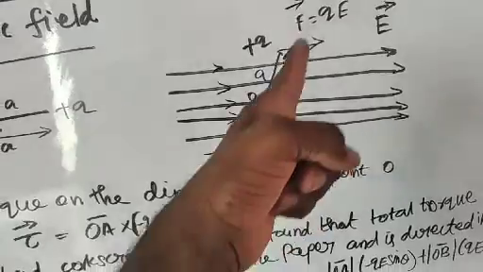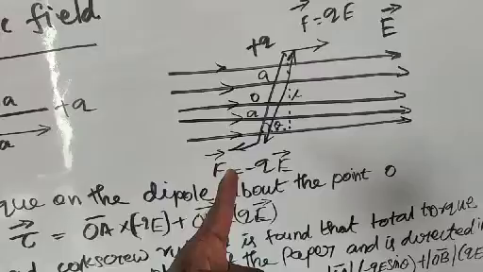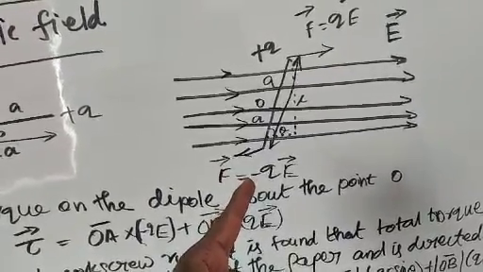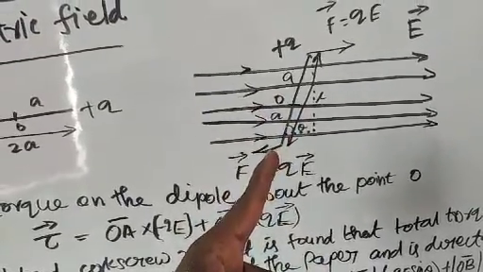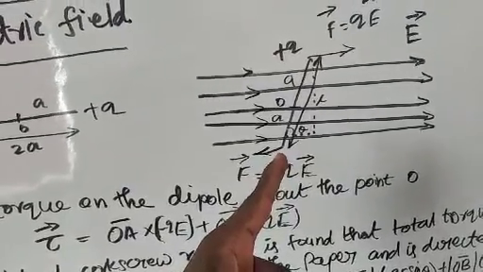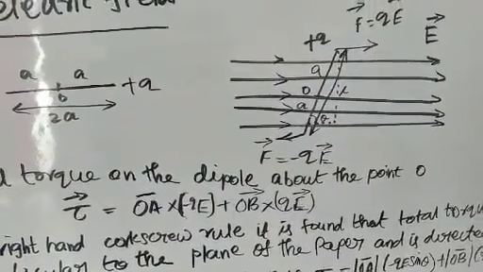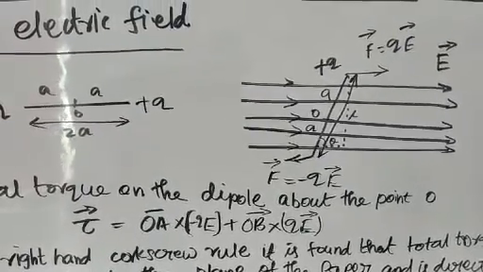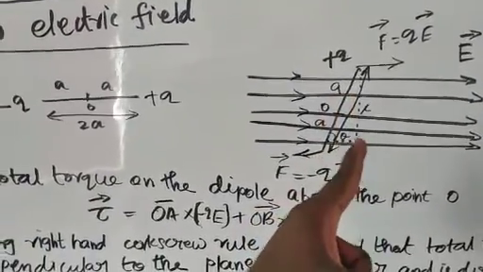The two forces, F equal to qE and F equal to minus qE, are equal and opposite in direction. So total force acting on the dipole is 0. So the forces constitute a couple. I discussed this already in 10th standard. Couple means two equal and opposite forces. Due to a couple, a body can rotate, it cannot travel in a straight line. So here the dipole can rotate.